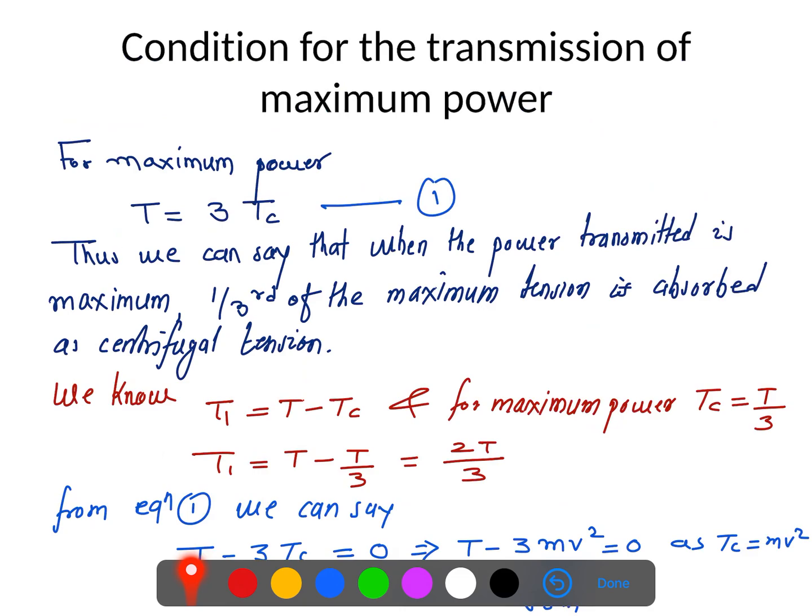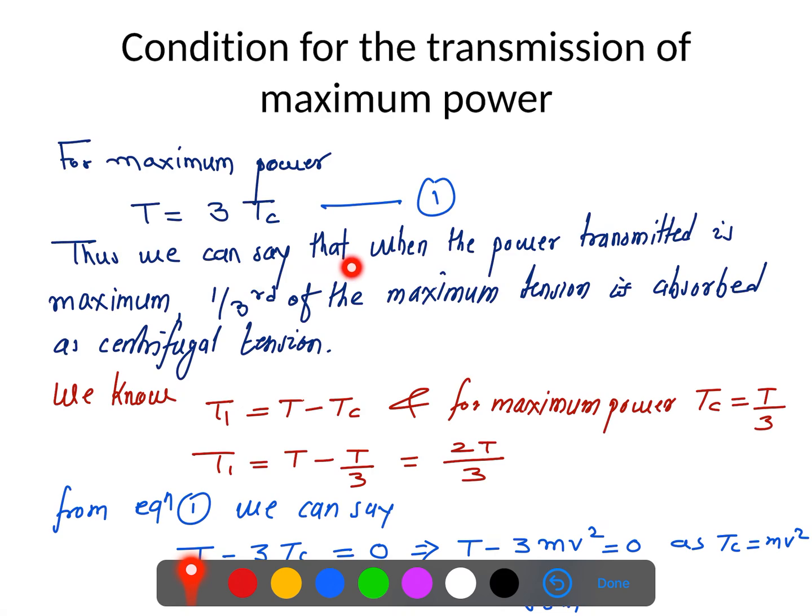Now we will consider the condition for maximum transmission of power. What is the condition for transmitting the maximum power? For the maximum power to be transmitted by the belt drive, the total tension, or we can say the maximum tension in the belt drive, is equal to thrice Tc, where Tc is the centrifugal tension. So for the maximum power, total tension in the belt drive is equal to thrice Tc.